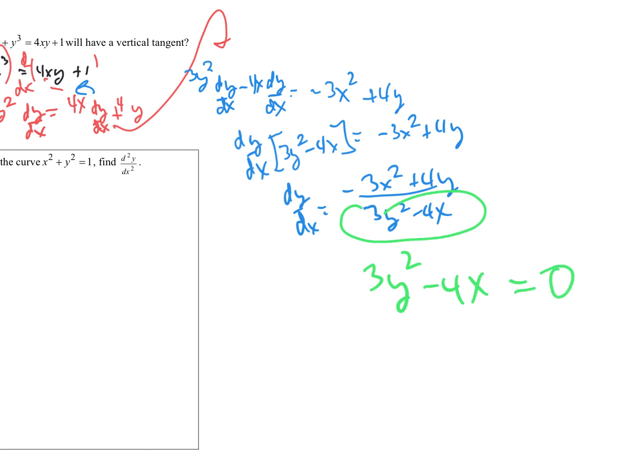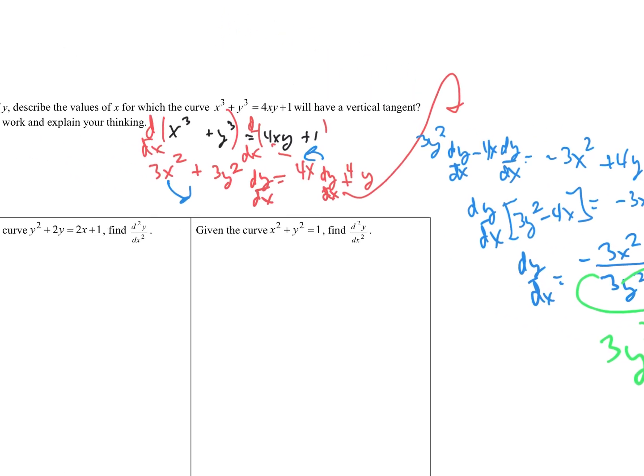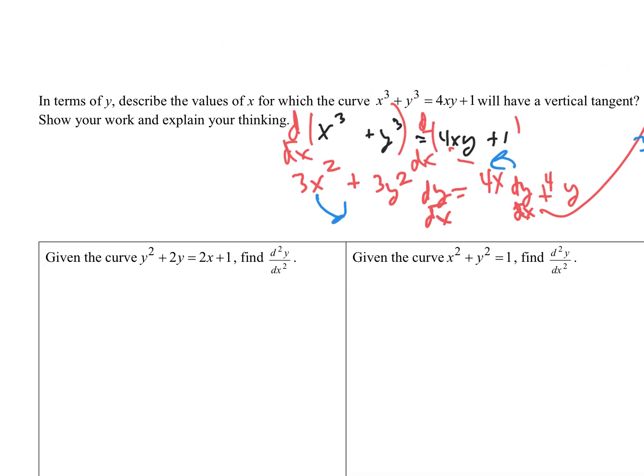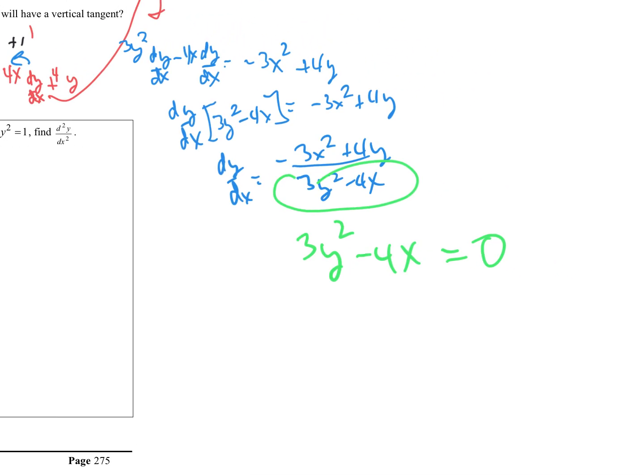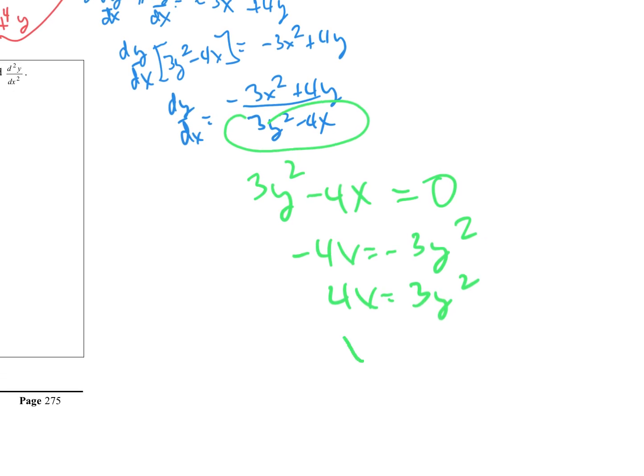and in terms of y means solve it for y. Well, actually, describe the values for x. What values of x? Okay, so I thought I was solving for y, but I think I'm solving for x. Negative 4x would equal negative 3y squared. 4x is 3y squared. x would equal 3y squared divided by 4.